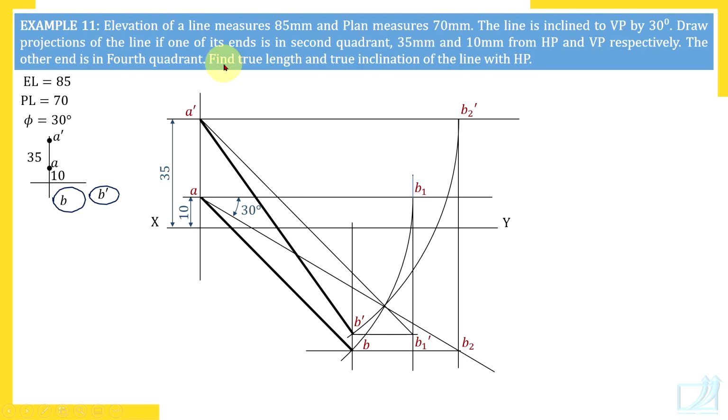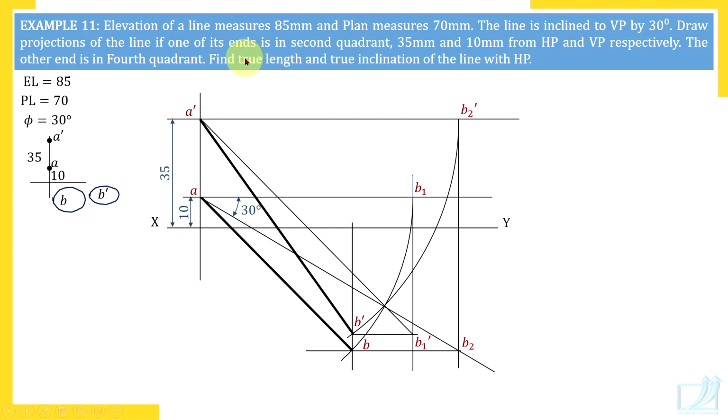Now what is asked in the problem? True length. So true length, which view gives true length? Either you measure A dash B1 dash or you measure A B2. Both lengths are true lengths. It's the same length. You should get the same length for A dash B1 dash and A B2. Out of these two, any one length you measure and you should write it as answer.